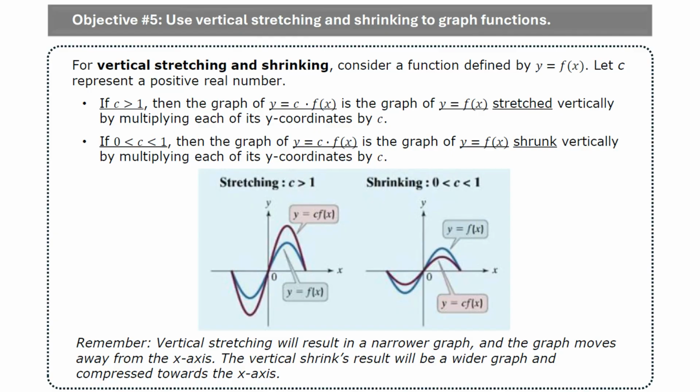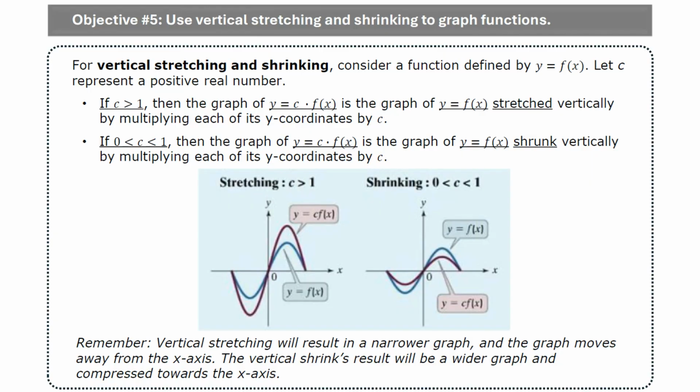Okay, so vertical stretching will result in a narrower graph, and the graph moves away from the x-axis, whereas vertical shrinking results in a wider graph and is being compressed towards the x-axis.